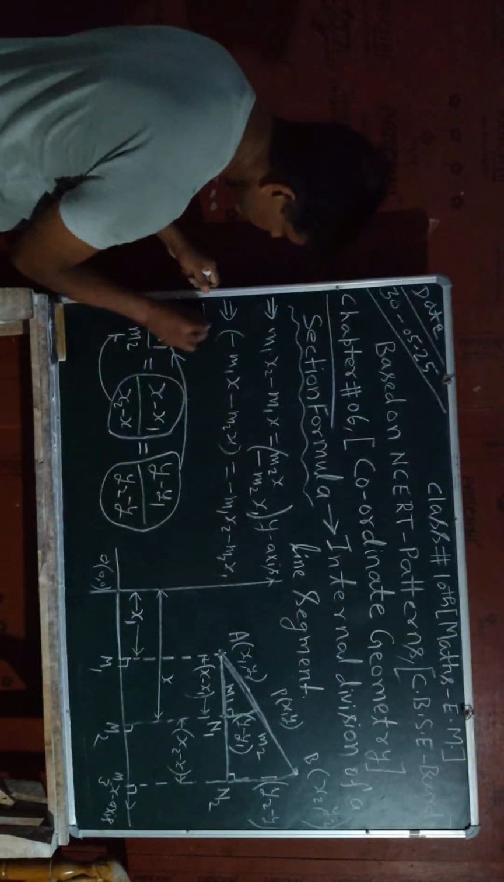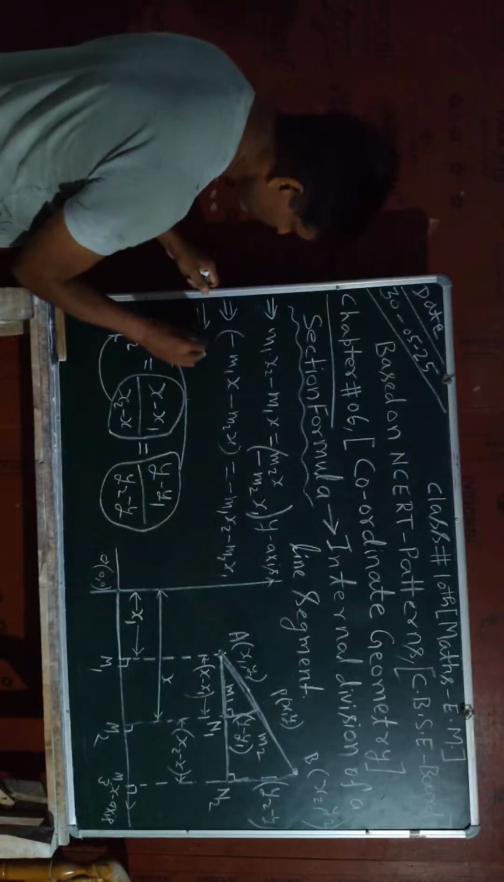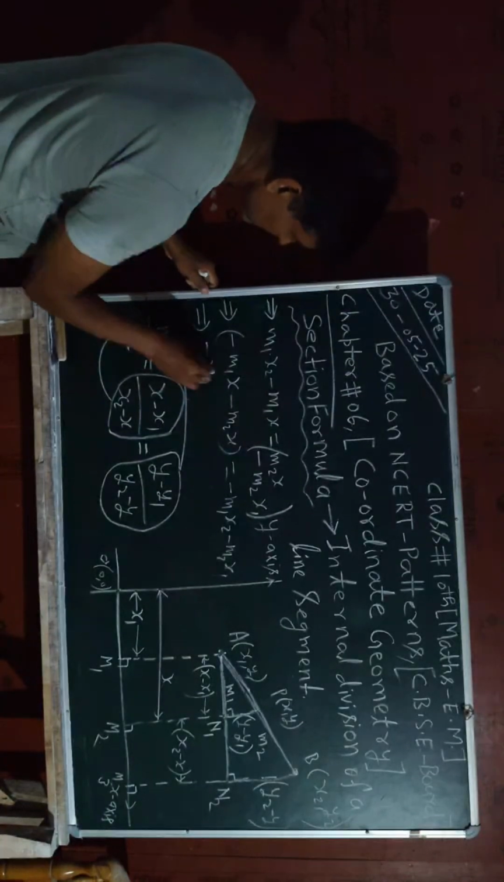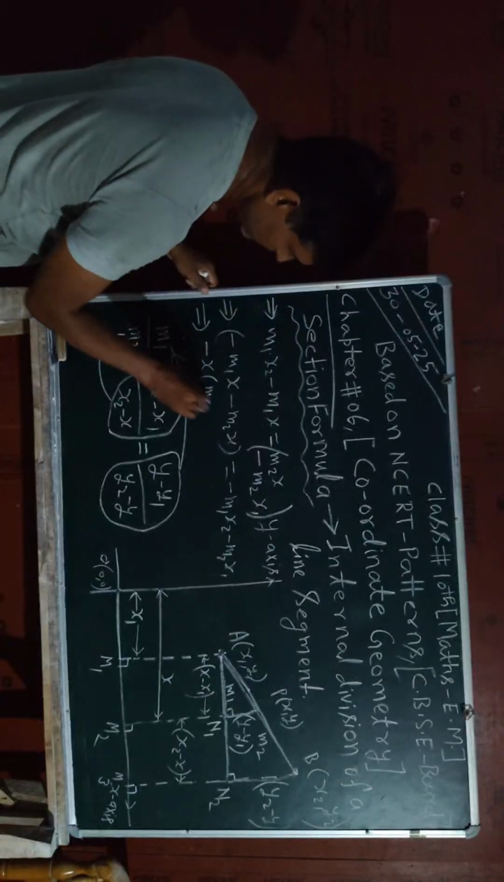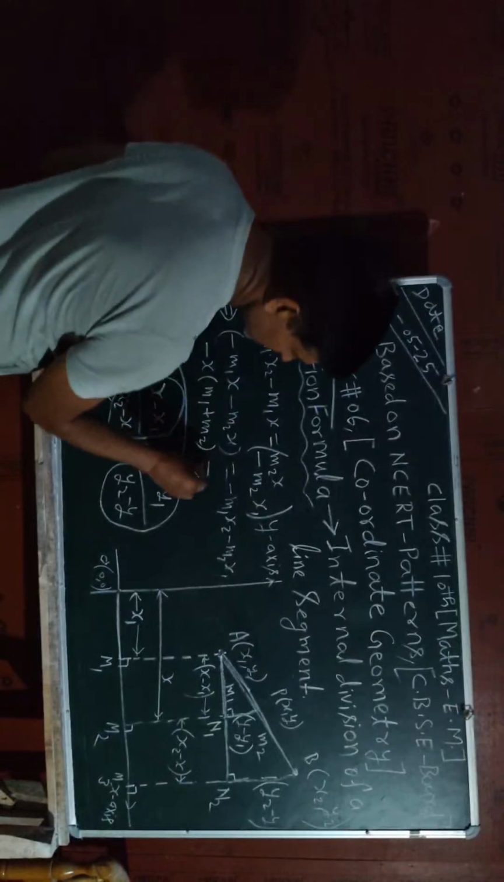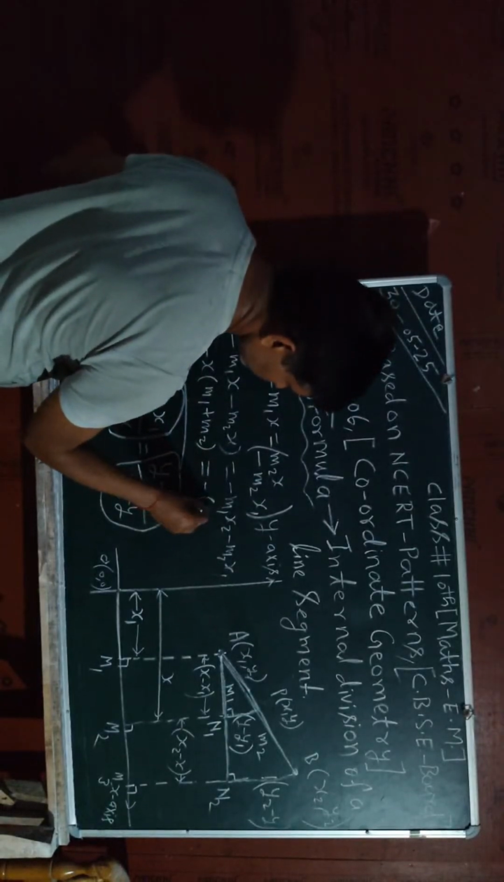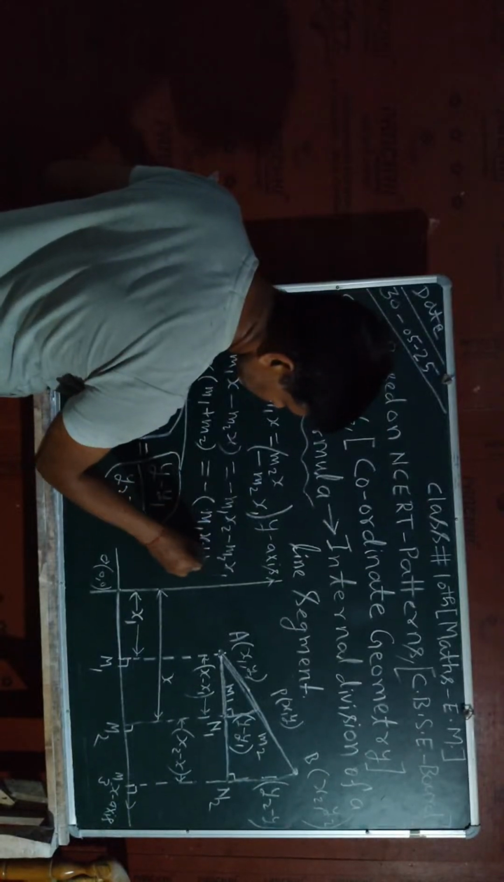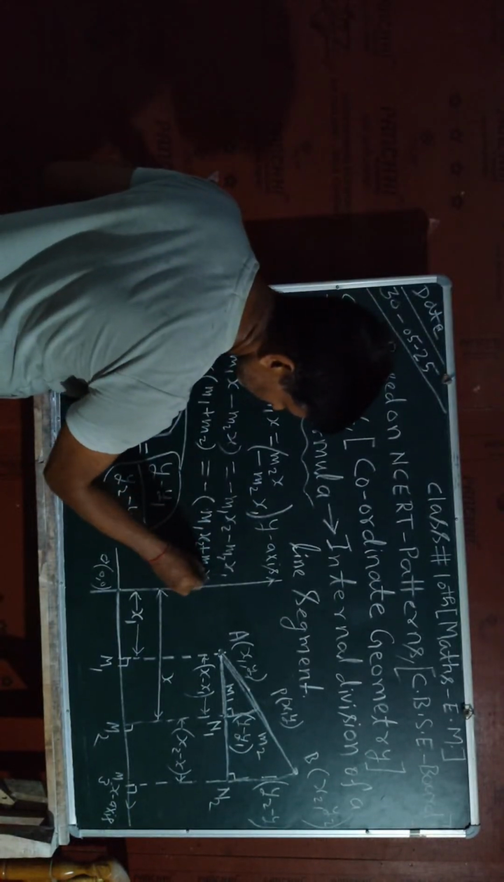Also after multiplying, I will take x common. So here will be minus x common. Here will be m1 plus m2. And here I will take minus common. So here will be m1 x2 plus m2 x1.